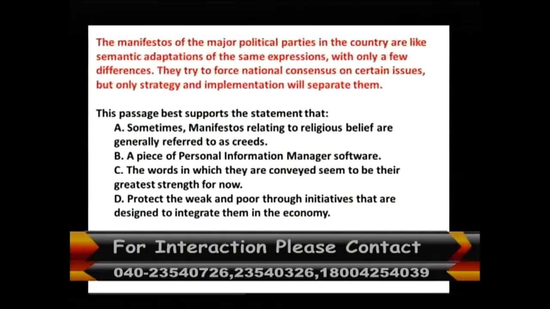Creeds means following. A piece of personal information manager software. The words in which they are conveyed seem to be their greatest strength for now, which means the way they speak seems like that is the biggest strength. Protect the weak and poor through initiatives that are designed to integrate them into economy, which means you take care of the poor people, you take care of the weaker section, you take initiatives, and that's how you integrate them to the economy.